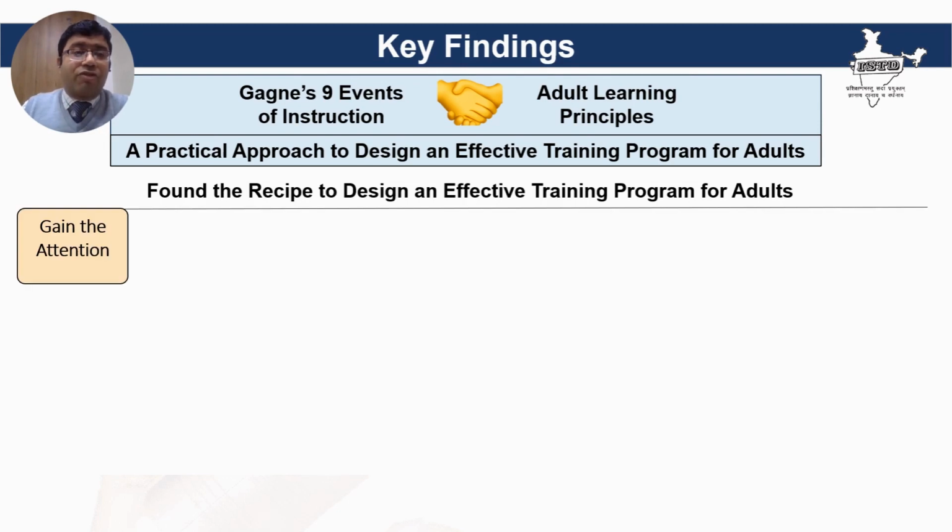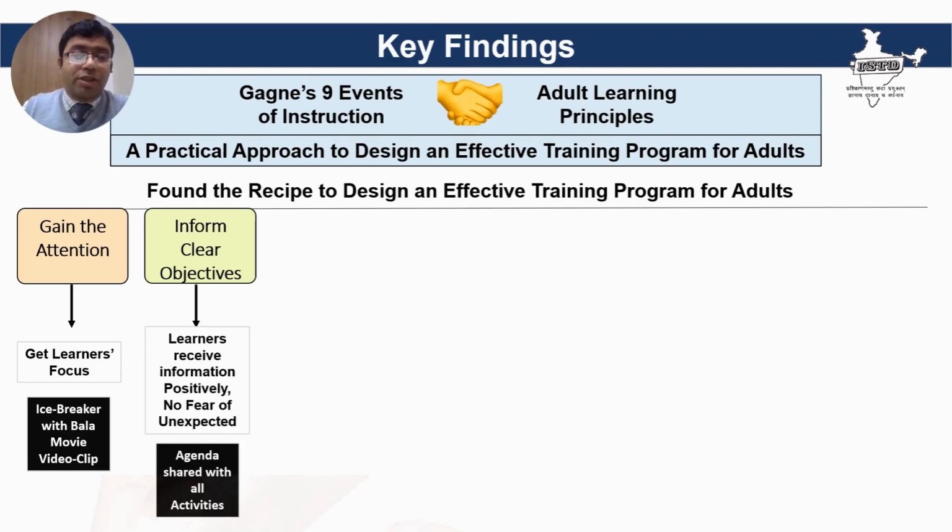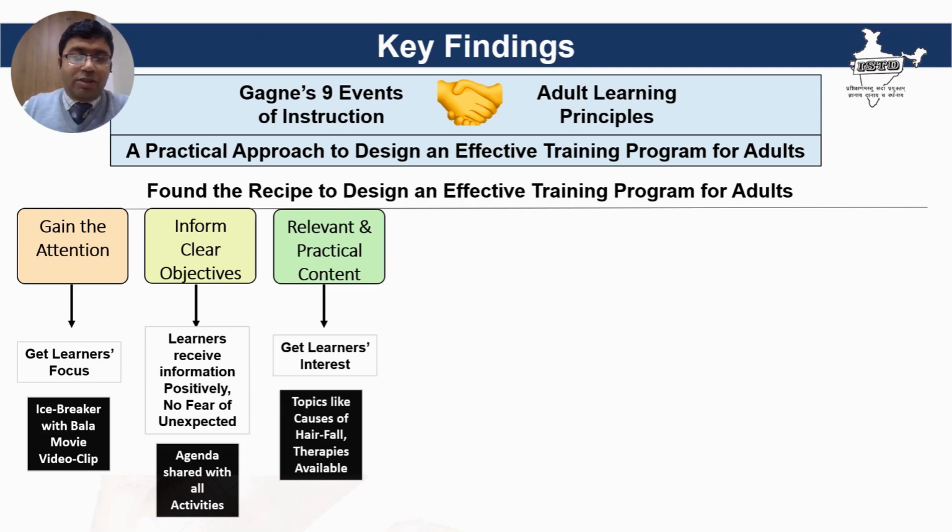And in that, if I correlate, gaining the attention we could do through our icebreakers, especially the movie clip of Bala. Then informing clear objectives we also did through sharing the agenda with all the activities. And after that, forming very relevant and practical content for the training program. In this, we found that most of the learners got interested, and topics like causes of hair fall and different other therapies available were also very relevant and practical.